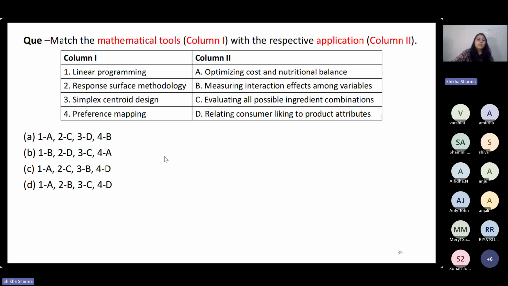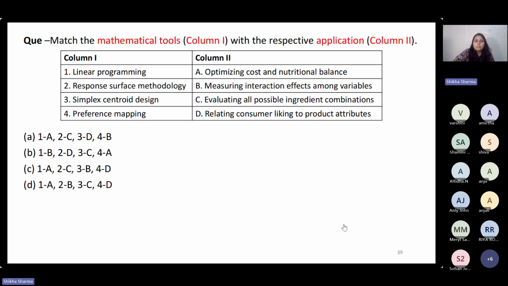Now we have the mathematical tools in column 1, and in column 2 we have their applications. We need to match linear programming, RSM, response surface methodology, simplex centroid design, and preference mapping. In column 2 we have applications: A is optimizing cost and nutrition balance. B is measuring interaction effects among variables. C is evaluating all possible ingredient combinations, and D is relating consumer liking to product attributes.